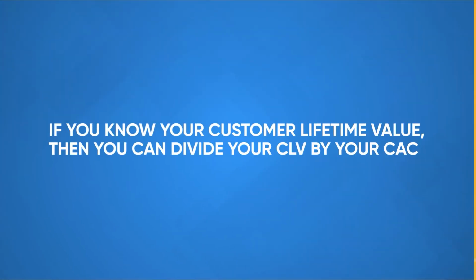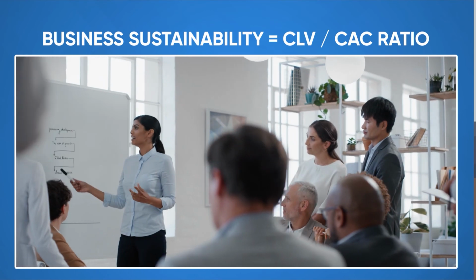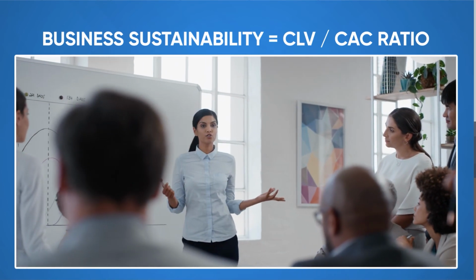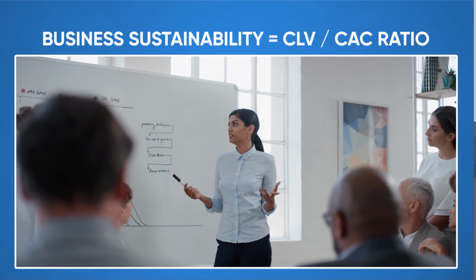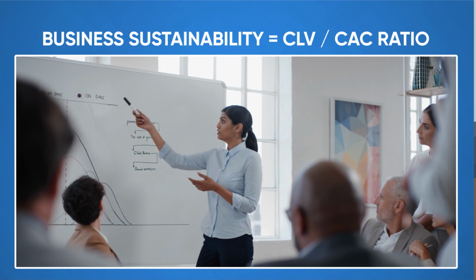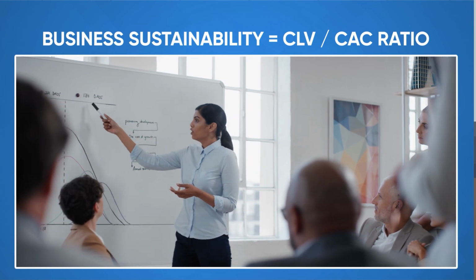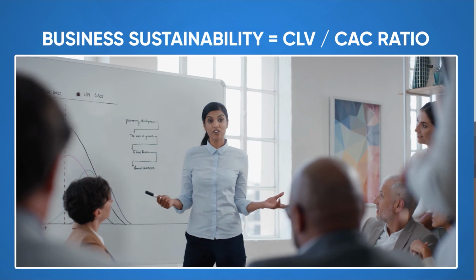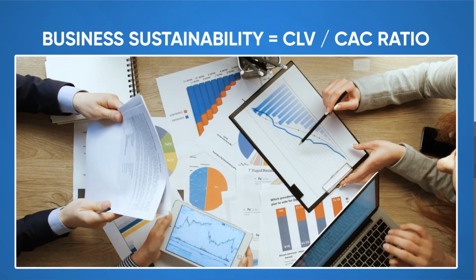If you know your customer lifetime value, then you can divide your CLV, your customer lifetime value, by your CAC. Now, the ratio of your CLV to cost of customer acquisition is a very important metric as it gives you a sense of your business sustainability. You should be focused on finding ways to increase that ratio by increasing your CLV and or decreasing your CAC.